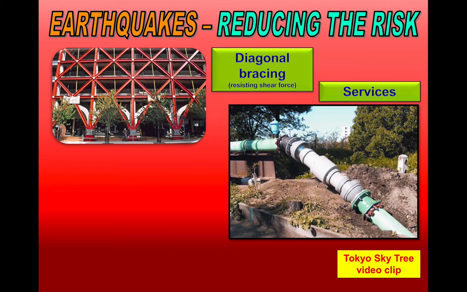It's important as well not just to think about the building, but to think about the services that go into a building. Making pipes flexible, for example, so they don't fracture, particularly things like gas pipes, but also water pipes and sewage pipes are going to be important in maintaining life after the earthquake. Again, watch the Los Angeles Emergency Center video. It'll show you some idea of what's involved there.